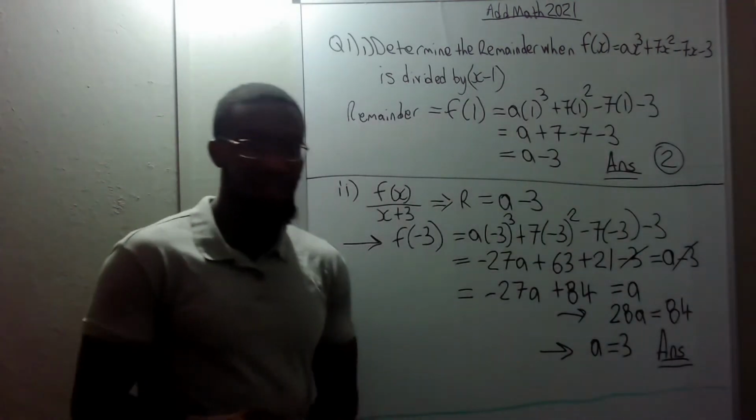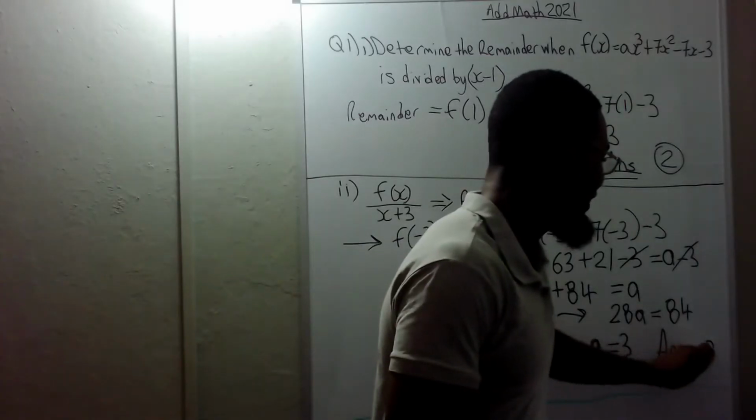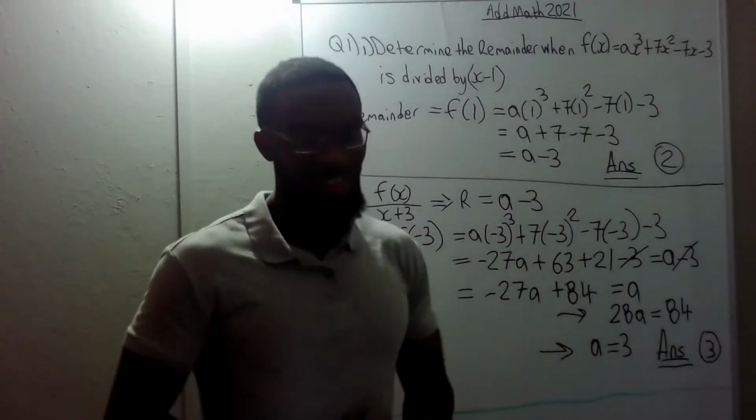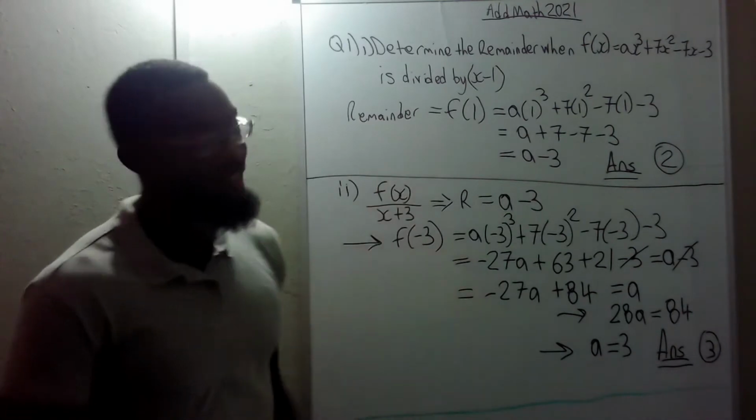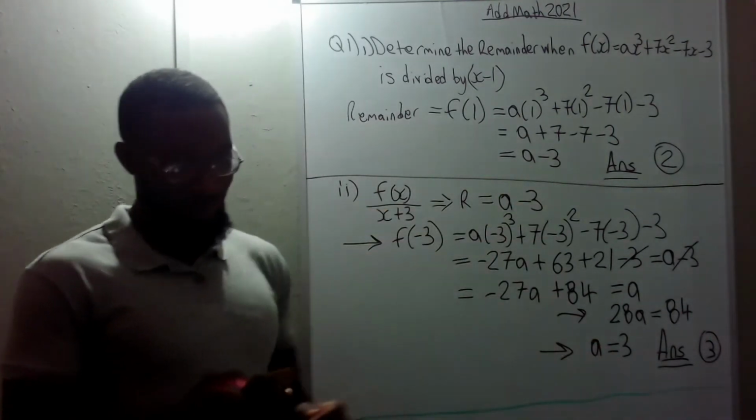That's it, guys. A is equal to 3. And that takes care of that part of the question right there. A is equal to 3. Alright? And this was worth 3 marks. So I hope you had fun doing that, and I hope everybody got this part right here: a minus 3 and 3.